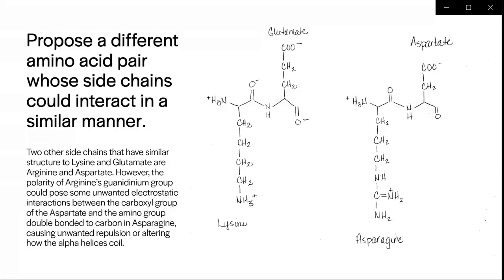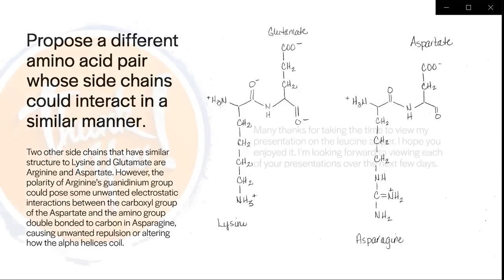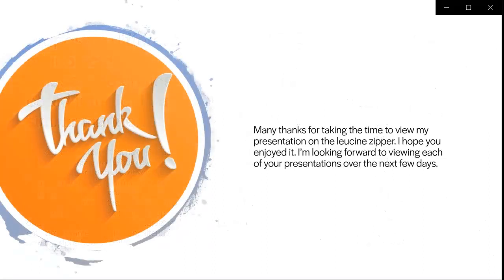The drawings indicate that asparagine and aspartate are very similar in structure to lysine and glutamate. However, the potential for unexpected interactions still exists between the 2 terminal NH groups and their resonant bond to carbon on asparagine, which restricts rotation.